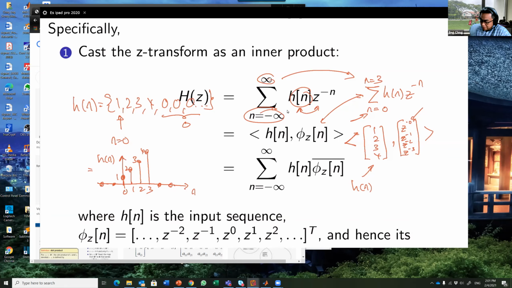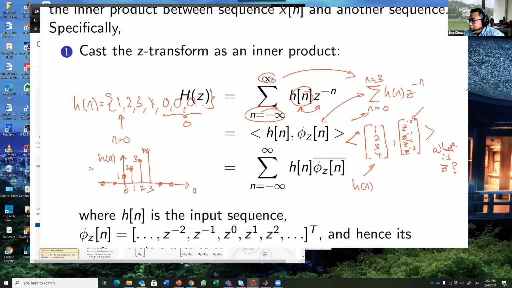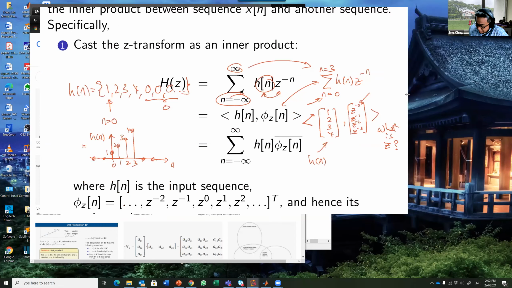What is z? Then again, what is z? When that question comes, you say, I will fix z to be any value that I want. So then, what is this? If you understand, this is a vector: z to the 0, z to the minus 1, z to the minus 2, z to the minus 3. But how do we interpret it?